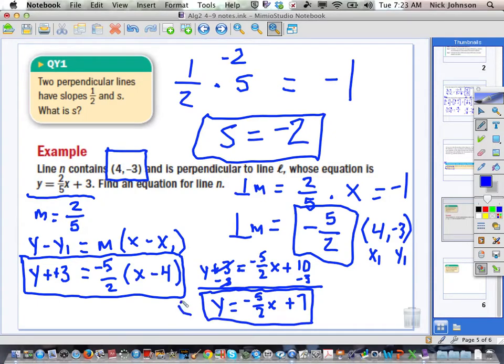So either one of these I will take. It's just that a lot of times, maybe like on your Iowa Test of Basic Skills, you need to put it back into the same form that they started you with, or that they gave you.